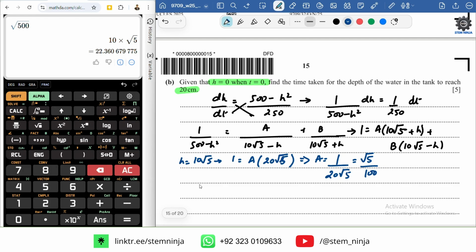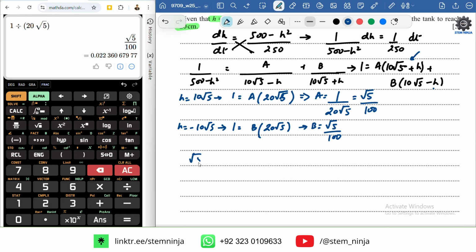Okay, similarly when h is equal to negative 10 root 5, this would be 1 equals to, then this one would be cancelled, this one would be left. So once again it will be plus, so b also the same thing, 20 root 5. So b would also be root 5 over 100.